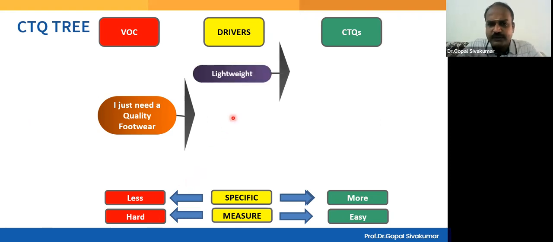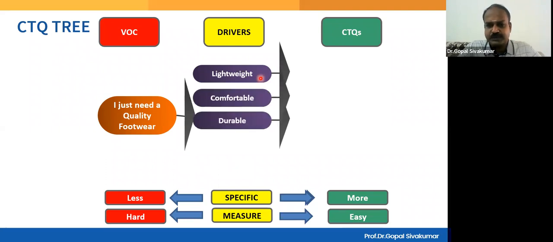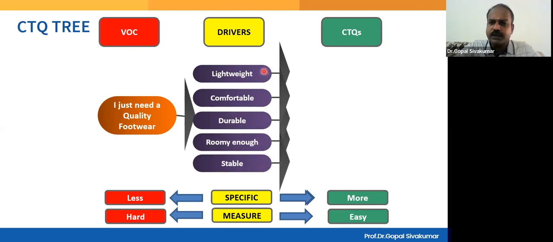So I need to identify the drivers of satisfaction. First driver of satisfaction is the footwear should be lightweight, and then comfortable, and then it should be durable, and then it should be roomy enough, and then it should be stable, and so on and so on. How do you get to know all these things? Through surveys with appropriate questionnaires, right? You must ask your customer, you must dig for more details, so that the customer can throw out the drivers of satisfaction. Now we have got 5 drivers of satisfaction.